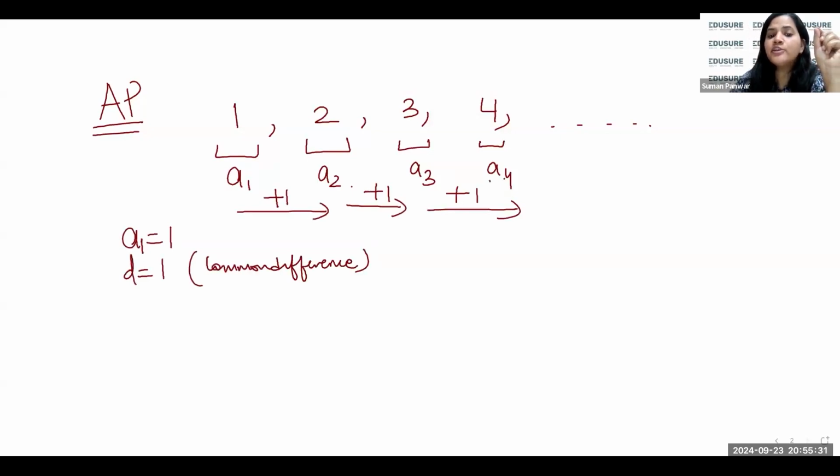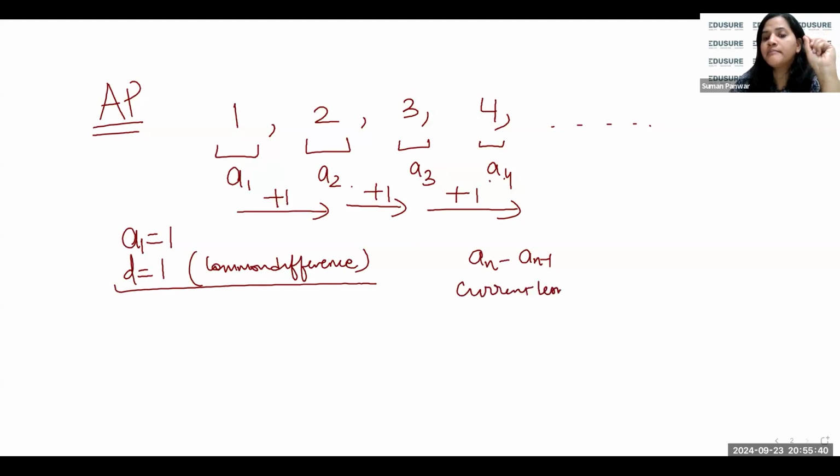Now, what is common difference? Common difference is denoted as A(n) minus A(n-1), that is current term minus previous term. Any sequence or progression which follows this pattern, where we are increasing or decreasing by the same number every time, is known as an arithmetic progression. Now, it can be negative also.